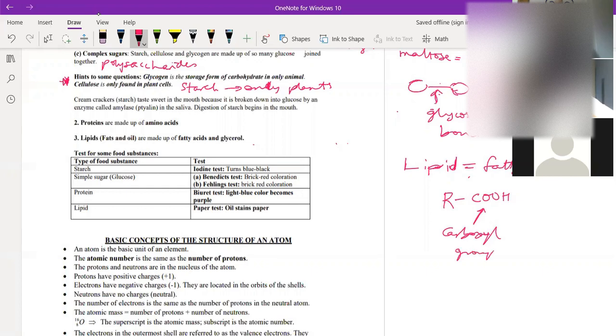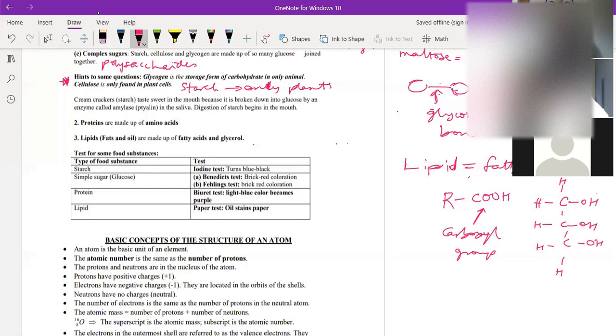Functional group. So anything with CO at the end like that is a fatty acid. And then glycerol looks like this. You have three carbons, and they have OH, OH, OH here, and they have hydrogen all around it. That is glycerol. So what happens is that the fatty acid here will replace the hydrogen here.